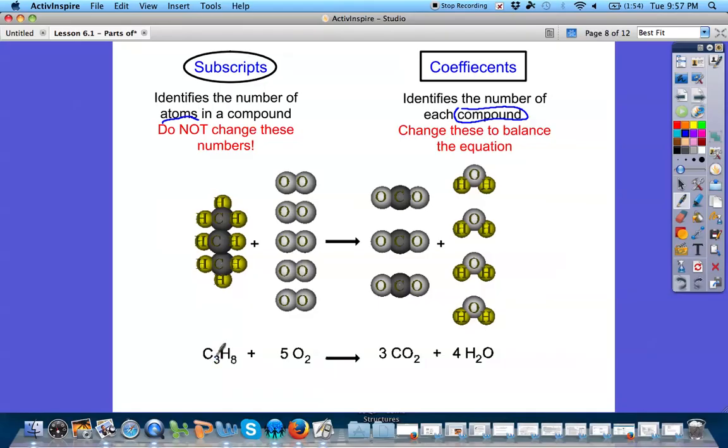Welcome back. You should have circled 3, 8, and 2 for the subscripts in your reactants, and then 2 and 2 for the subscripts in your products. 5 is the only coefficient we're given in our reactants, and 3 and 4 are the coefficients in our products.